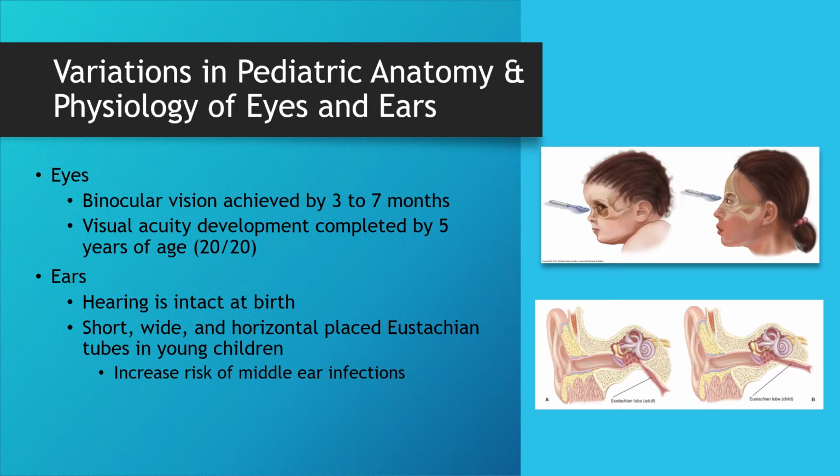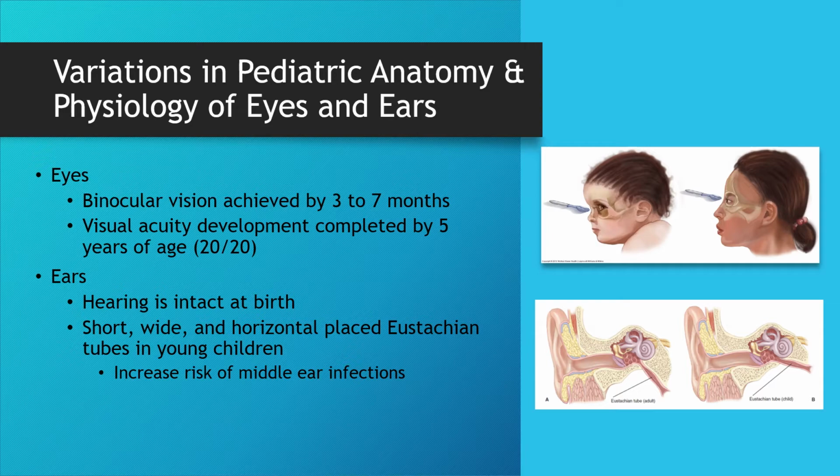The anatomy of children's eyes and ears differs somewhat from adults. Eye color is typically determined by 6 to 12 months of age. A newborn's lens can only accommodate about 8 to 10 inches. Visual acuity develops from birth through early childhood. You're usually going to see that 20/20 visual acuity by about the age of 5. Binocular vision, which is that ability to focus with both eyes, is achieved by 3 to 7 months.